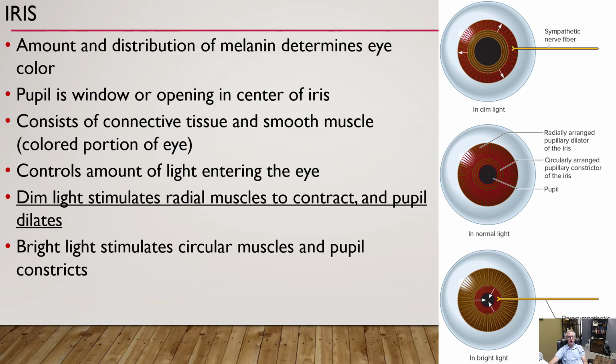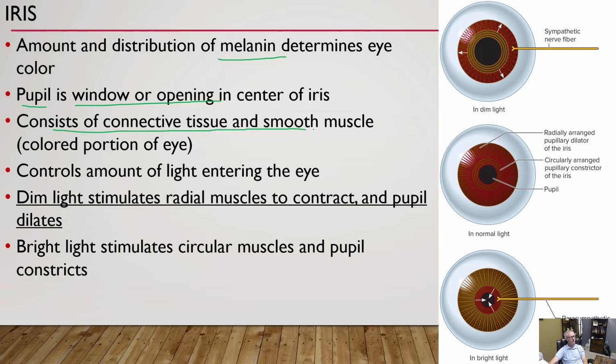Now, iris. Iris, that is your eye color, and that's due to the amount of melanocytes that produce melanin. Your pupil, that's the black part of your eye, the window to your soul. It's the opening in the center of your iris.